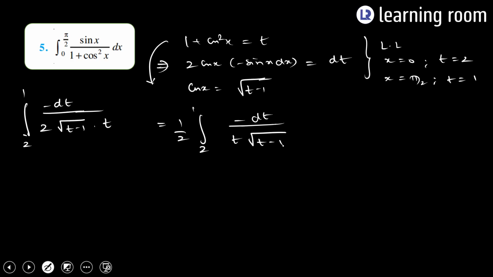What else can we do? See if you can do something in the numerator and denominator. Can you divide or multiply something? See, you can still solve this problem. I'm not saying you cannot, you just get stuck at some point. If you wanted to proceed in this method, you get stuck at this particular point. Take t minus 1 is equal to y square and then proceed.